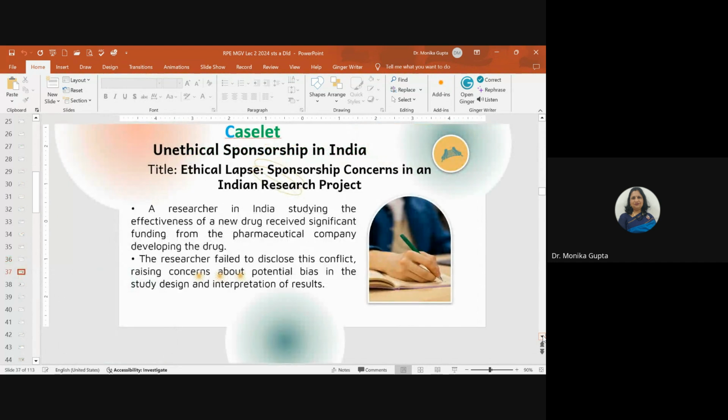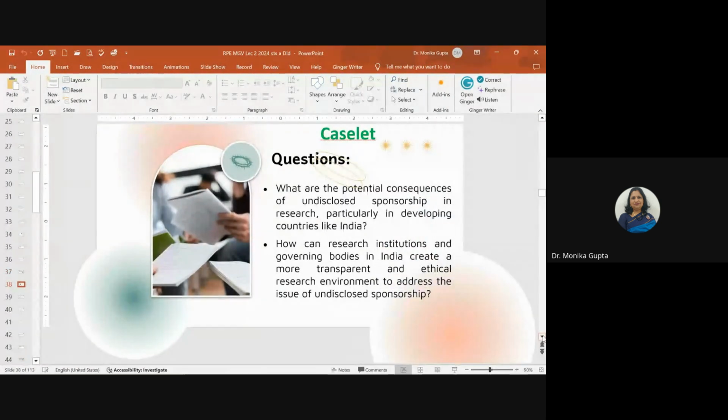So, unethical sponsorship in India. Sponsorship concerns in an Indian research project. A researcher in India studying the effectiveness of a new drug received significant funding from the pharmaceutical company developing the drug. The researcher failed to disclose this conflict, raising concerns about potential bias in the study design and interpretation of results. So, what are the potential consequences of undisclosed sponsorship in research, particularly in developing countries like India?